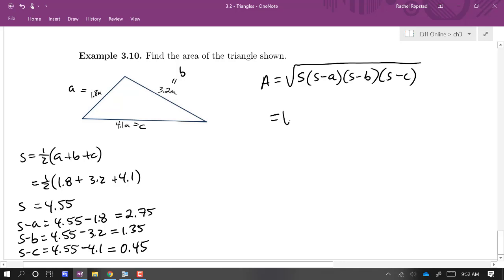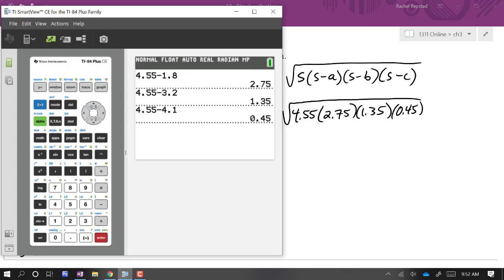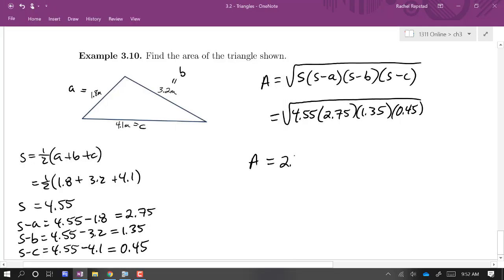Now I'm going to just plug in these factors into the radical. 4.55 times 2.75 times 1.35 times 0.45. You get 2.757 approximately. Now this is area, so it should have squared units as well.